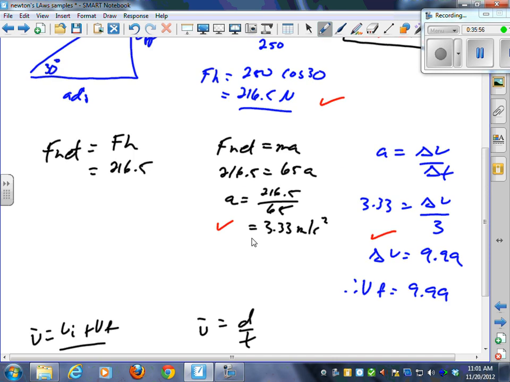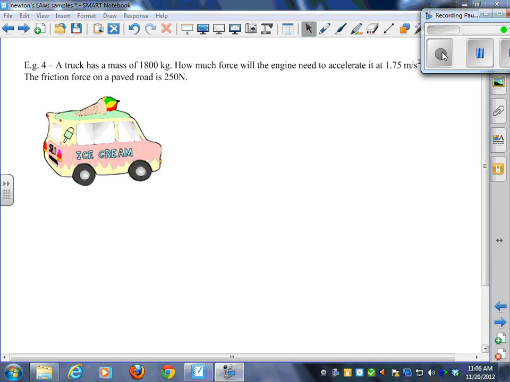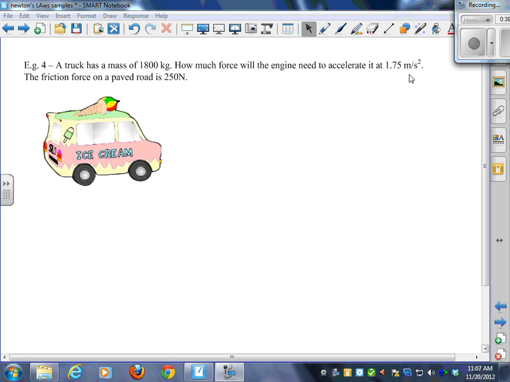This will be fun. Does it make it any easier if I tell you that it's an ice cream truck? Oh my God, so much easier. Just kidding. Makes no difference. A truck has a mass of 1,800 kilograms. How much force will the engine need to accelerate it at 1.75 meters per second squared? The friction force on a paved road is 250 newtons.